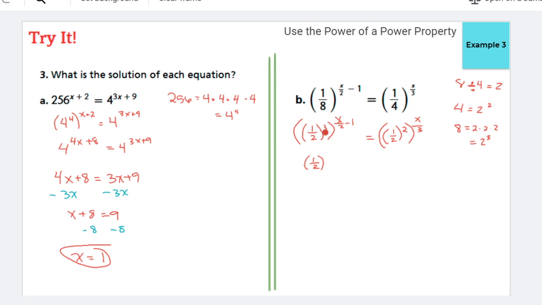So 3 times x over 2 is 3x over 2. And 3 times negative 1 is negative 3. On my right-hand side, 2 times x over 3 is just 2x over 3. So now we have that nice same base, so I can take my exponents and set them equal to each other.